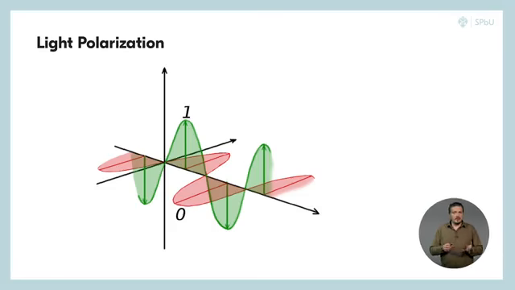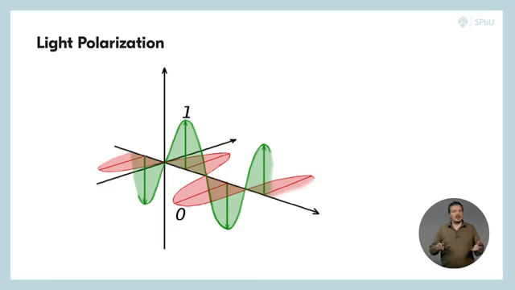So what is light polarization? The wave theory of light describes light waves as transverse waves, which means that the direction of the wave oscillation is perpendicular to the direction of the wave propagation. This direction of oscillation is called the wave polarization.